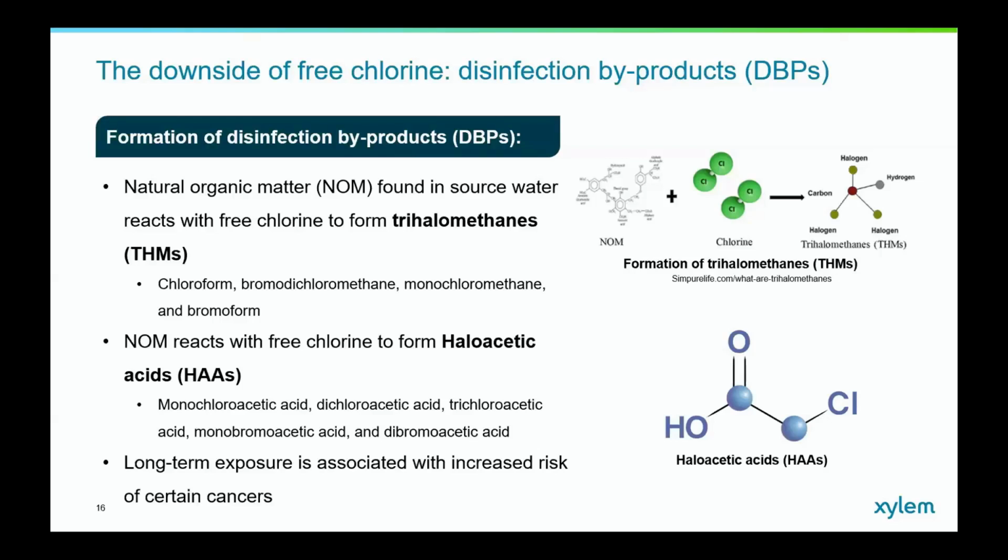The THMs and HAAs are compounds that are harmful to human health. Long-term exposure to these compounds is associated with increased risk of certain cancers, including liver and gallbladder cancer. Source water and the quality of the finished water from a water treatment plant impact the tendency of these harmful compounds to form.